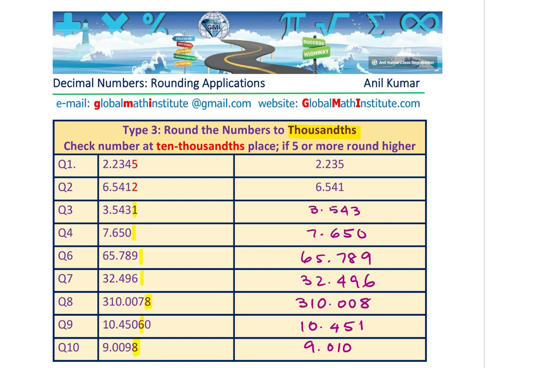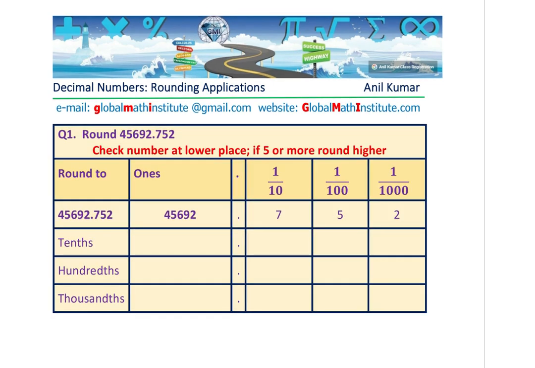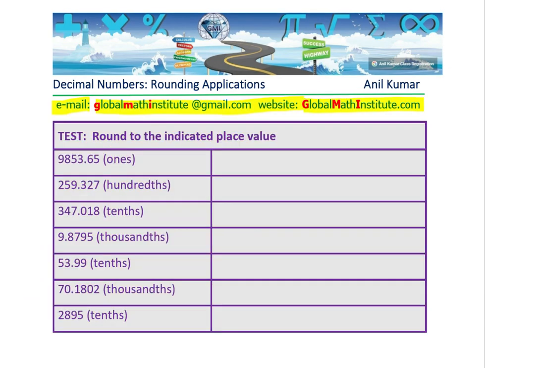So I hope the concept is absolutely clear. So for you, practice test questions. The very first one is similar to what we did just now. So you have to round the number 45692.752 to different places as mentioned. Round to tens, hundreds, and thousands. Perfect. And the next one, we have mix and match, right? So here, round to the indicated place value. The place value is given right there in the brackets.